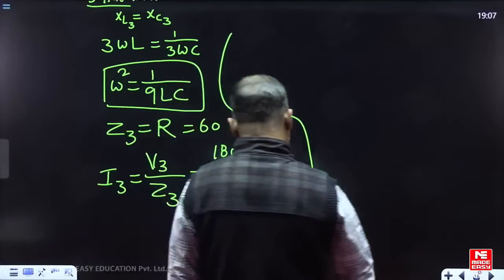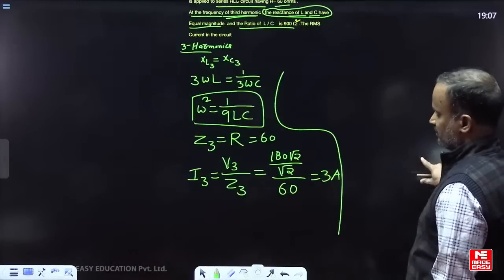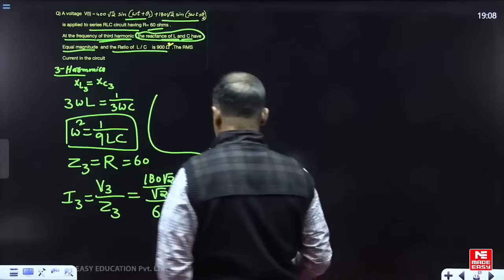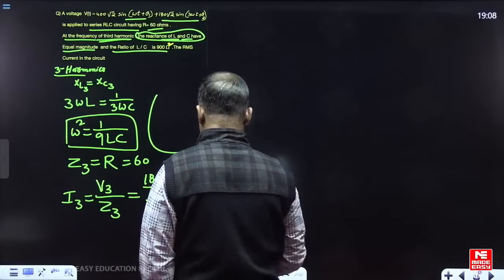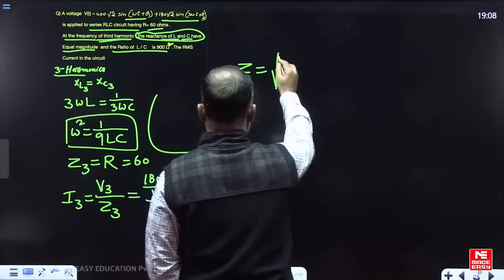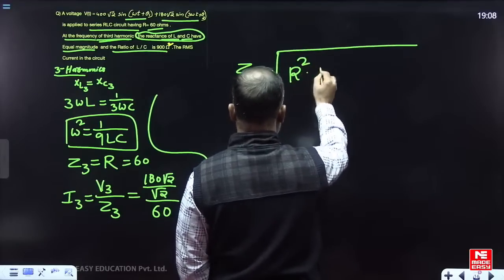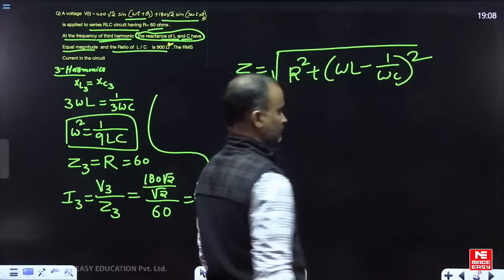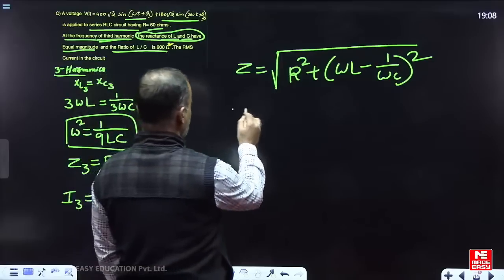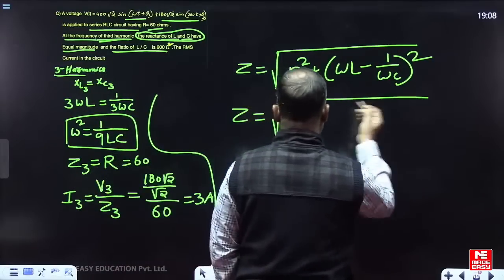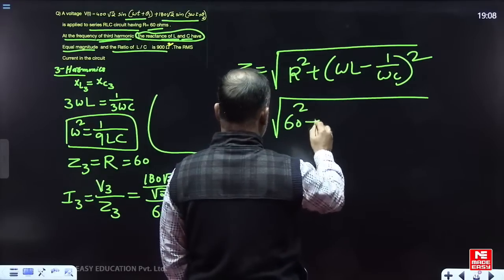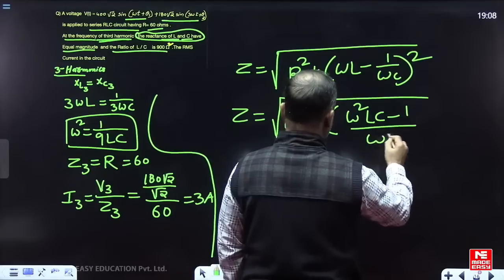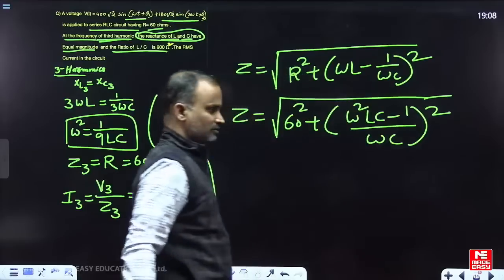Okay, but we need the effective current. For that, let us go to the fundamental. Corresponding to the fundamental, first let us focus on the impedance. We can write Z equals root of R squared plus (XL minus XC) whole squared, where XL is omega L and XC is 1 by omega C. If you rearrange this equation, we can write omega square LC. Can I substitute like this?